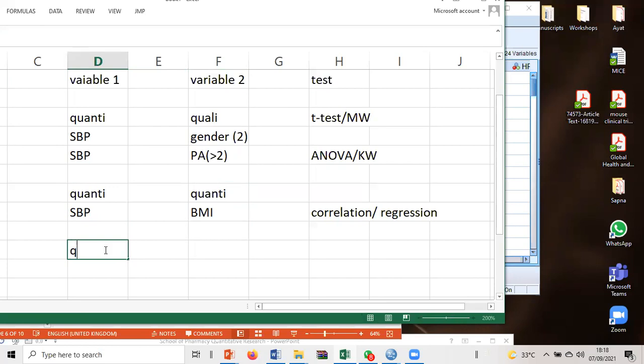What if both are qualitative? Example, physical activity and obesity. Obesity and physical activity. Doesn't matter how many levels.